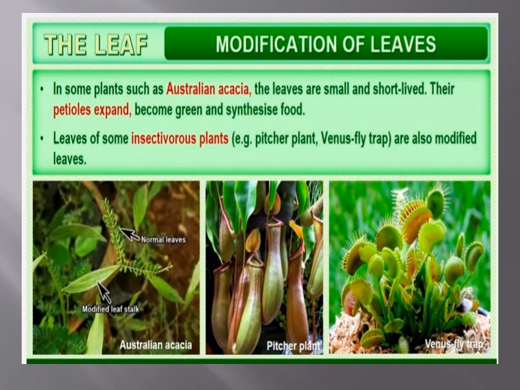Prevention of water loss. In Australian acacia, the leaves are small and short-lived to prevent water loss. The petiole becomes green and expands to prepare food. Nutrition. The leaves of insectivorous plants such as pitcher plant and Venus flytrap are modified to trap and digest insects to obtain nitrogenous compounds from them.